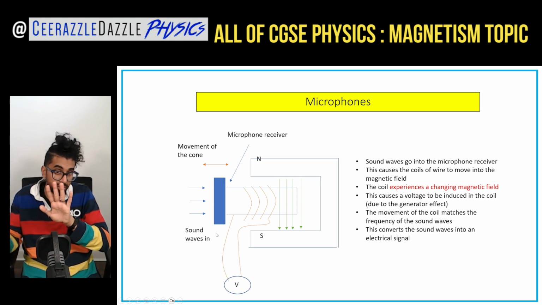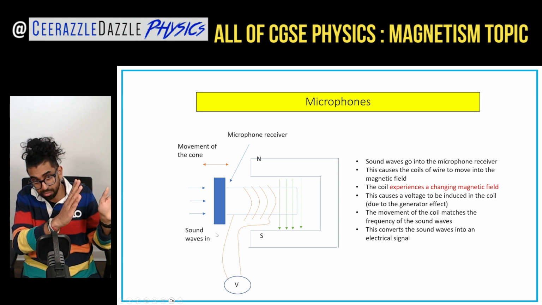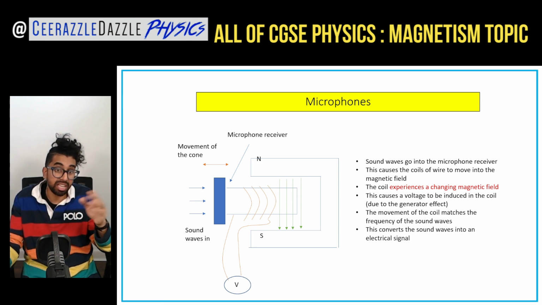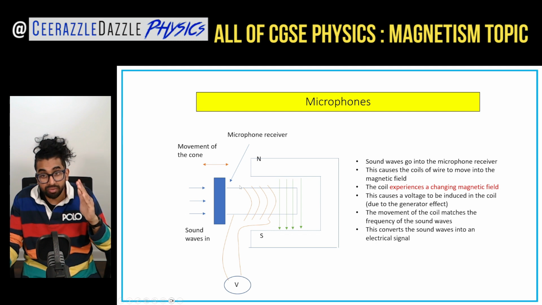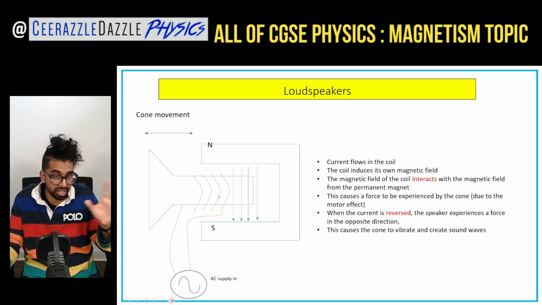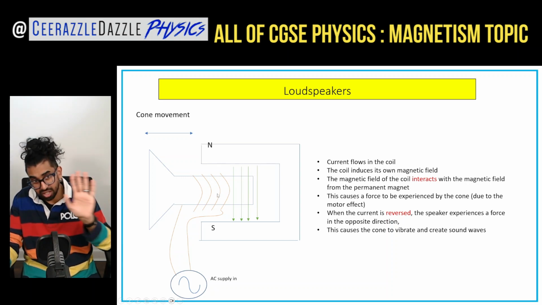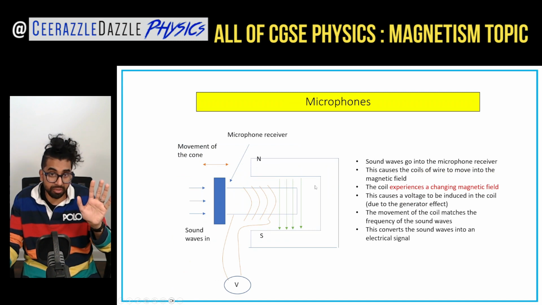So obviously as the sound wave goes in, it generates a voltage, and as you move the coil out again slightly, it generates a voltage in the opposite way. So as a sound wave comes in, the movement of the coil is going to match the frequency of that sound wave. Therefore, it converts the sound waves into an electrical signal. Make sure you understand the difference between the loudspeaker, which is basically the motor effect, because you need it to make motion, and the generator effect in the microphone, because you're generating the voltage, because that wire is experiencing a changing magnetic field.